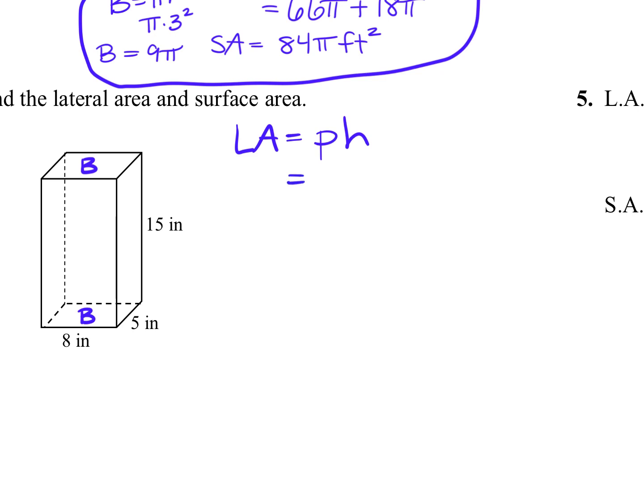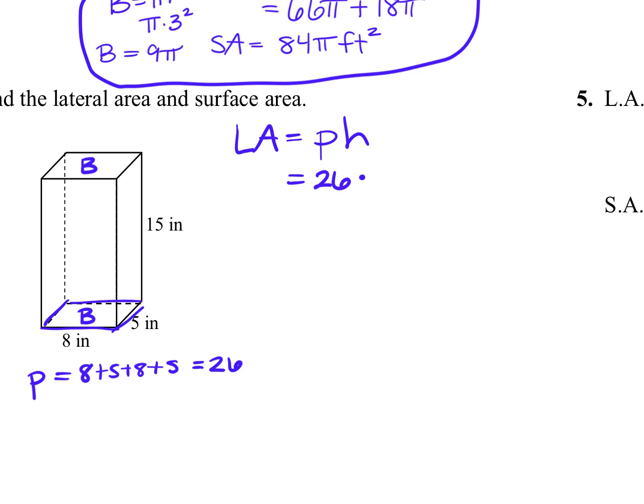What is P right now? 8 plus 5 plus 8 plus 5. It's the distance around your base, right? The perimeter of the base. So 8 plus 5 plus 8 plus 5, or 2 times 8 plus 2 times 5, or 8 plus 5 times 2, however you like to get there. Either way, you should get 26 for P. Okay, so this would be 26.